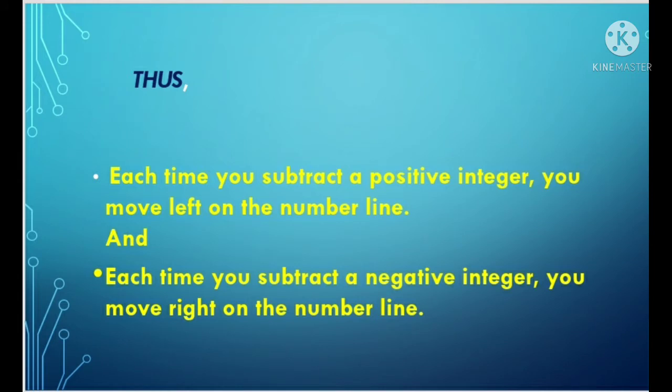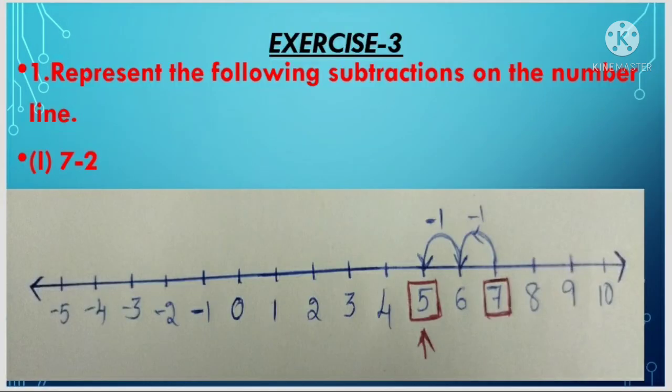So each time you subtract a positive integer, you move left on the number line, and for a negative integer you move right on the number line. Okay, so it is clear to you. Now going to the next exercise. First one: represent the following subtractions on the number line. The first question is 7 minus 2.